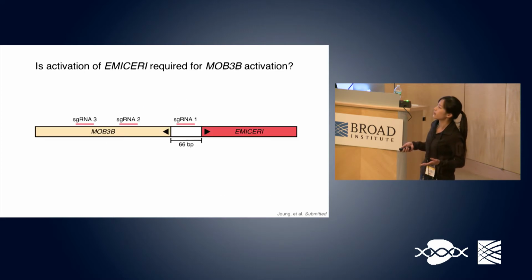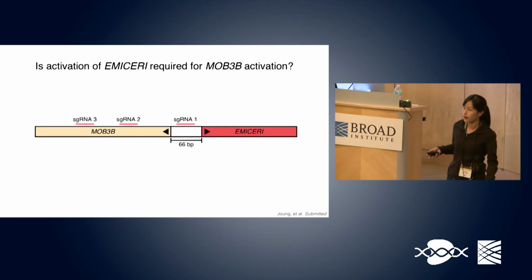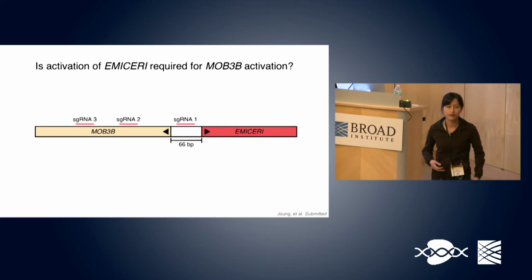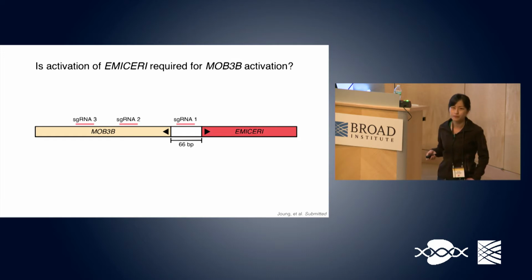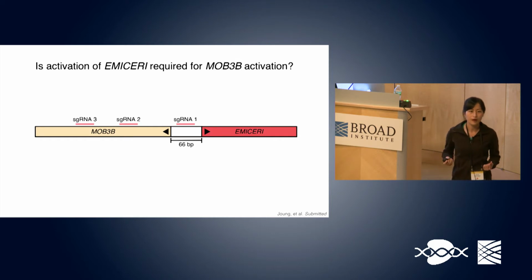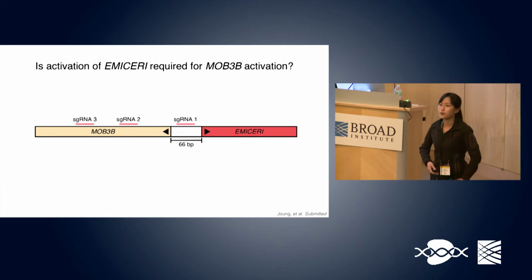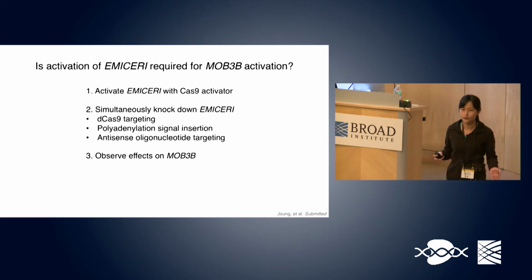So the next question then is, is activation of emissary required for MOB3B activation and the subsequent resistance phenotype? When we targeted this locus, we were targeting upstream of the emissary transcriptional start site, but because emissary and MOB3B are bidirectional transcripts that share the same promoter, theoretically, if we target this region, we can produce resistance by simply directly activating MOB3B. So we really wanted to know whether or not emissary transcript is involved in this process at all. So we performed a series of experiments to test this out.